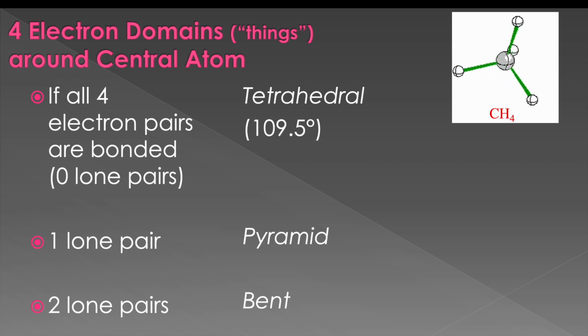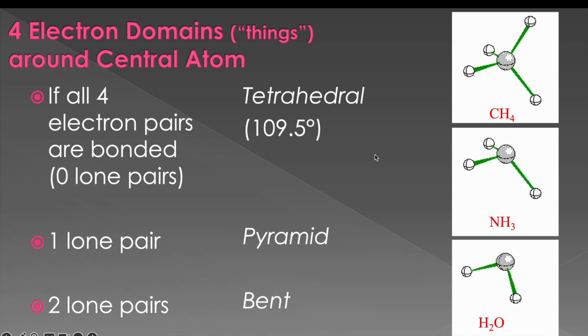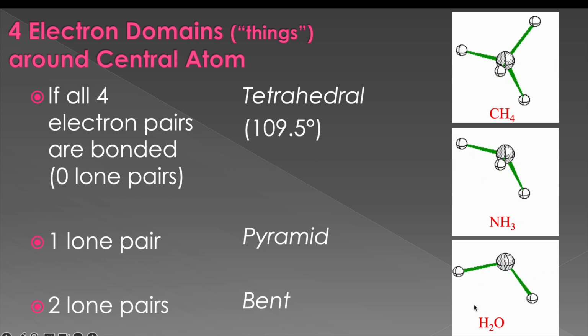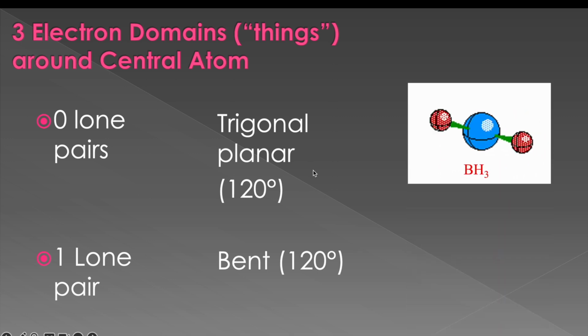If you have four electron domains and there is one lone pair, that one lone pair exists up here, we call that a pyramid. That's like NH3. And then if you have two lone pairs and there are still four electron domains or four things bonded to the central atom, that's bent. That's water, H2O. So let's look at what happens if you have three electron domains or three things around the central atom. If you have zero lone pairs, then you have something called a trigonal planar. Now this example is BH3.